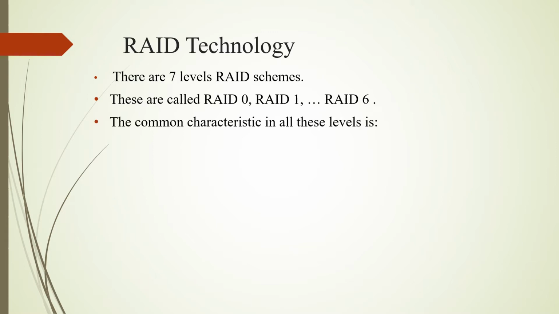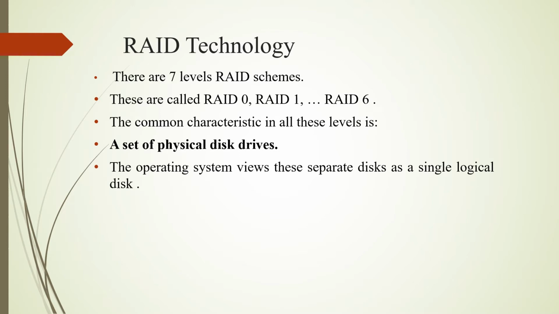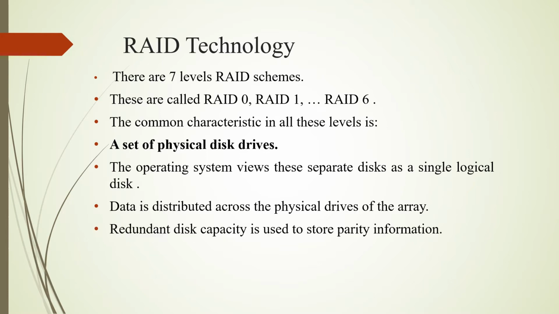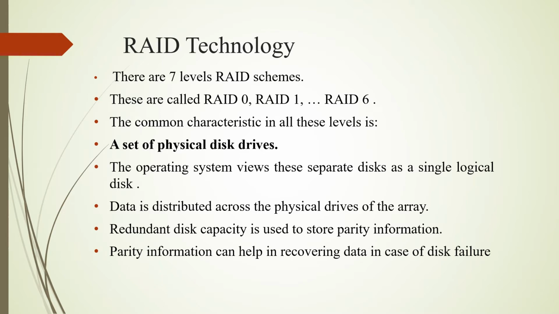All these levels of RAID technology have common characteristics. There will be a set of physical disk drives in every RAID technology. The operating system views these separate disks as a single logical disk. Data is distributed across the physical drives of the array. Redundant disk capacity is used to store parity information. Parity information can help in recovering data in the case of disk failure.